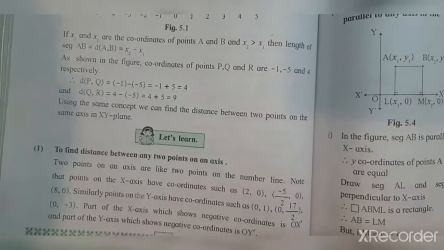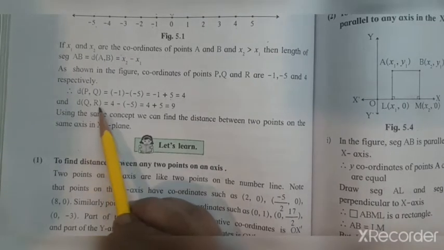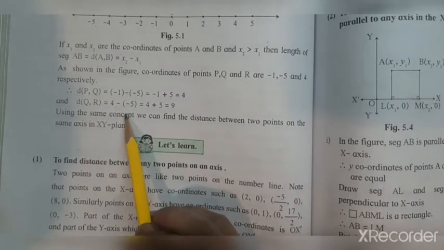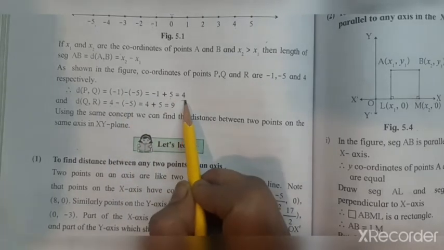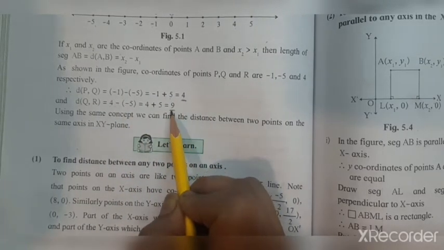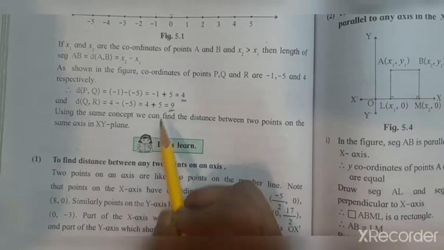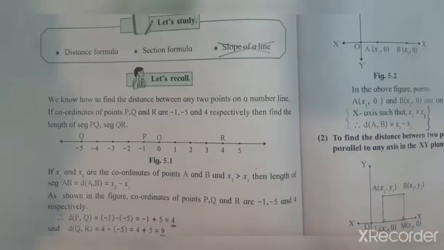Okay, you can see here. To find distance QR, 4 minus -5. Minus into minus is plus. So 4 plus 5, which is 9. So 9 is the distance we have found between any two points when it is a number line.